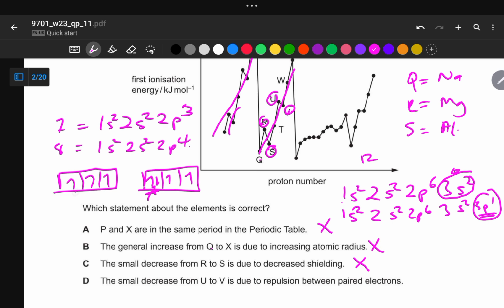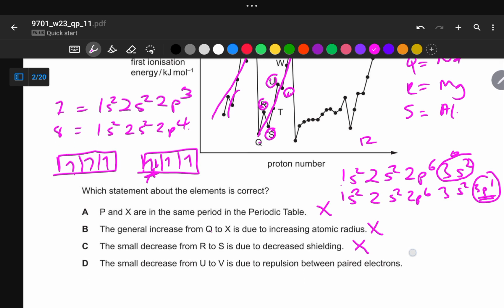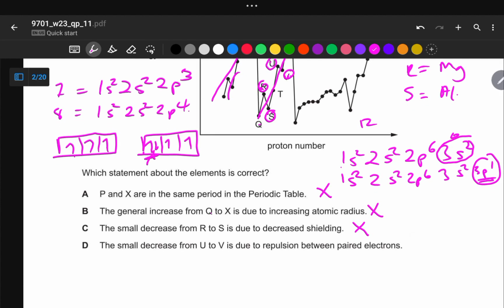In U, electrons are being removed from a stable orbital, right? So there are no mutual repulsions here, whereas here we have mutual repulsions. And we're now moving on to number D. Number D says the small decrease from U to V is due to repulsion between the paired electrons. So this one is true, as I've illustrated.